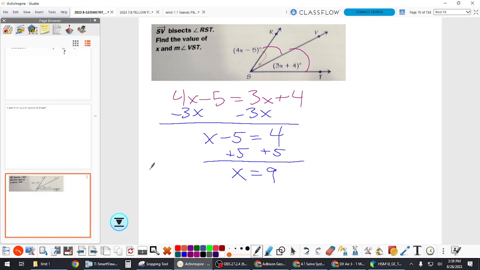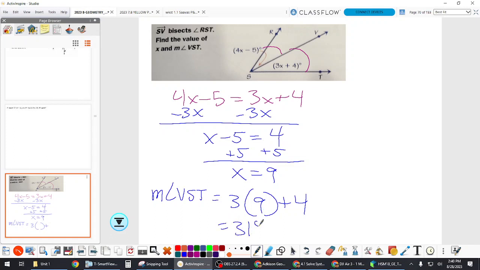That's not all the question asked for, right? We did part of it. What else does it want to know? Diego, how about you? What else does it want to know? Read it, please. I'll wait. Exactly. It wants to know VST, so plug it back in at 3x plus 4. So we take 3, plug in 9, and add 4. Okay, so 3 times 9 plus 4, that's just 31. And now we can call it degrees because we actually found an angle. Don't call it degrees before that. Okay.